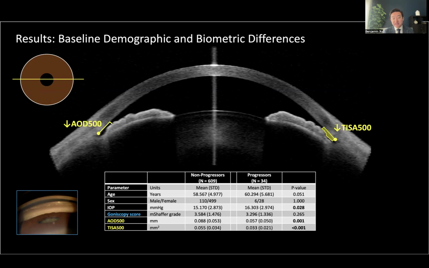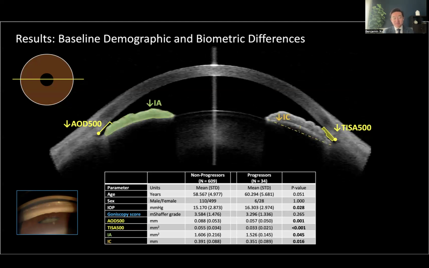However, there was a significant difference in both angle opening distance, or AOD, as well as trabecular iris space area, or TISA, between progressors and non-progressors. Specifically, progressors tended to have narrow angles at baseline. Progressors also had smaller iris area as well as flatter iris curvature at baseline.